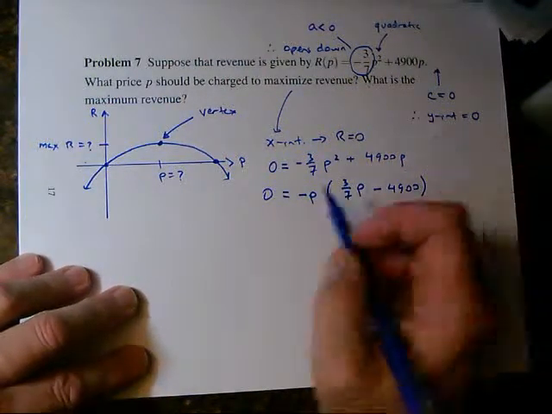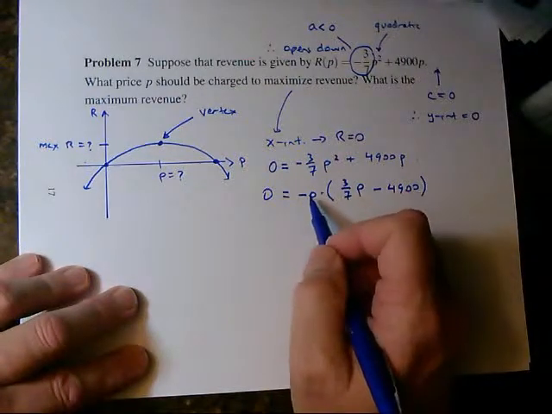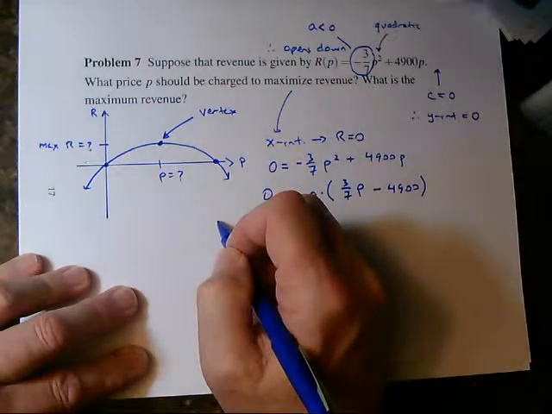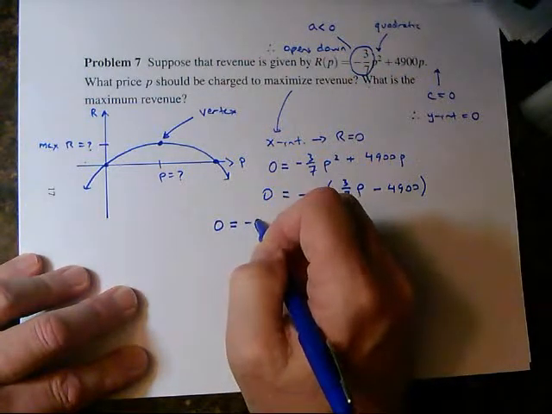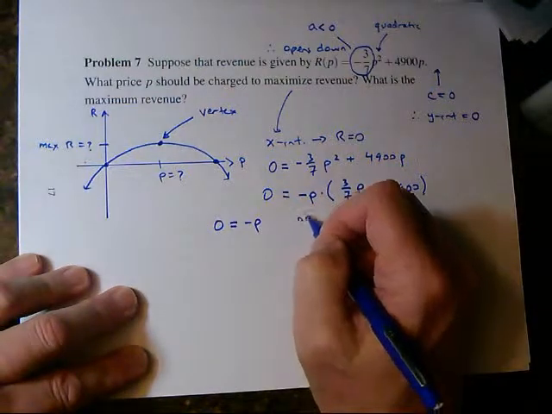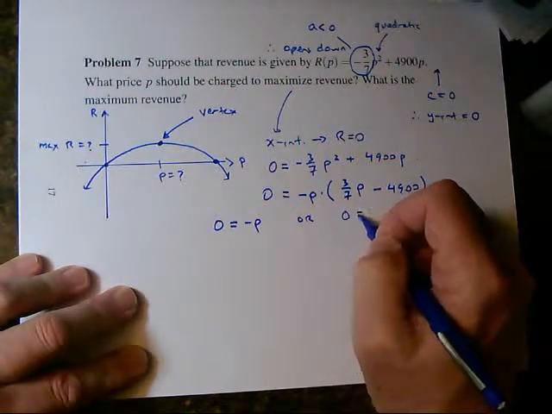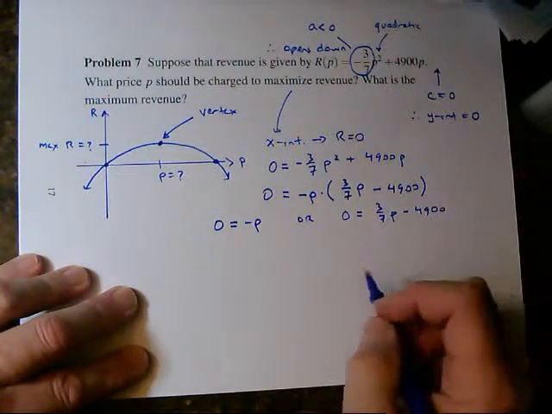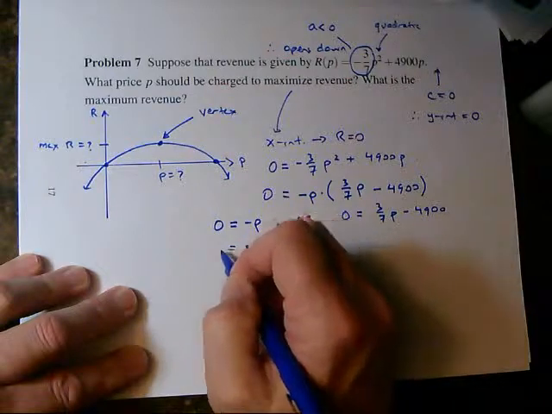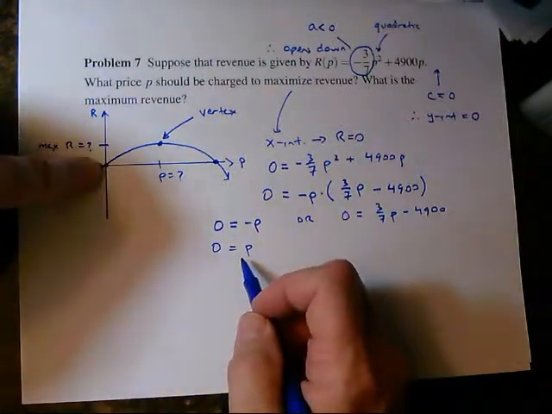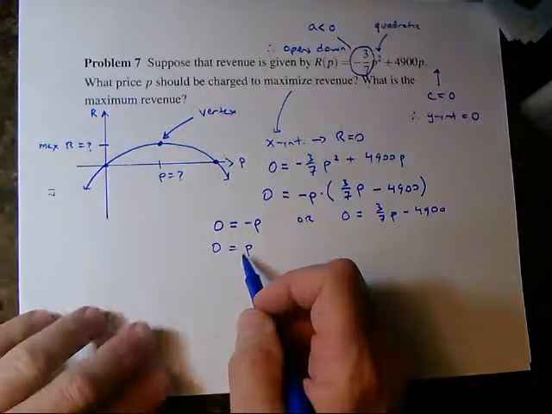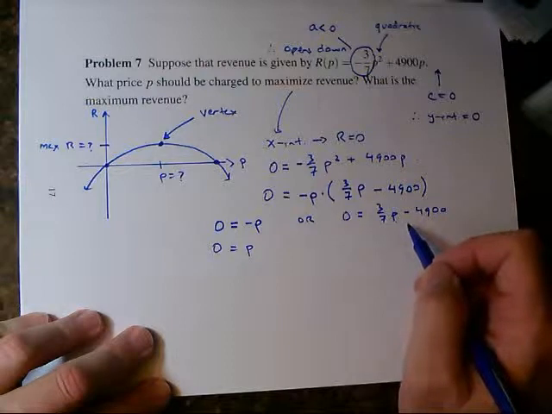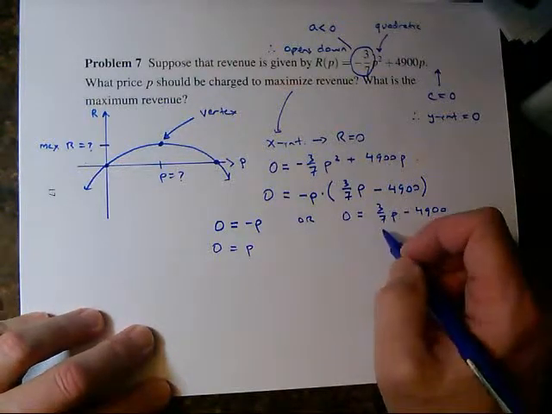Since this expression is a multiplication and it equals 0, I can use the multiplication property of 0. The first factor will equal 0, or the second factor will equal 0. Well, we already knew that p equaled 0 was one x-intercept, so there's no revelation there. We'll find this second x-intercept by solving the second linear equation.